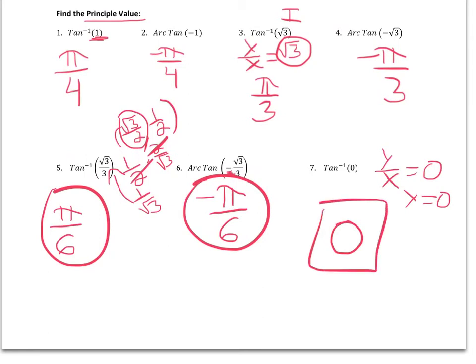Okay, so you can see an easy way to sum it up. If this is a positive trig value, we get a positive angle in the first quadrant. If this is negative, we get a negative angle. And we saw that pattern go throughout these 7 problems.